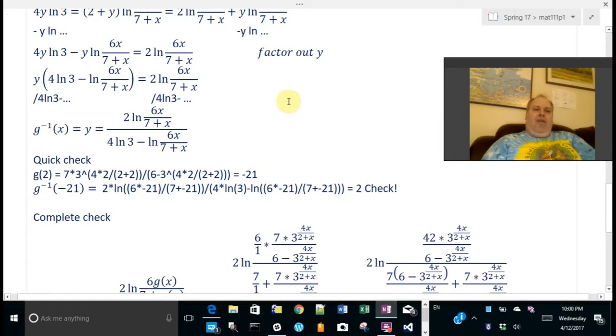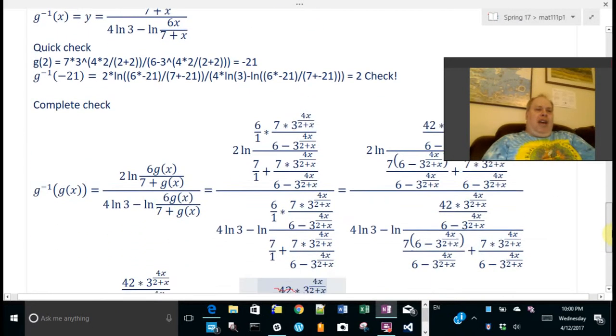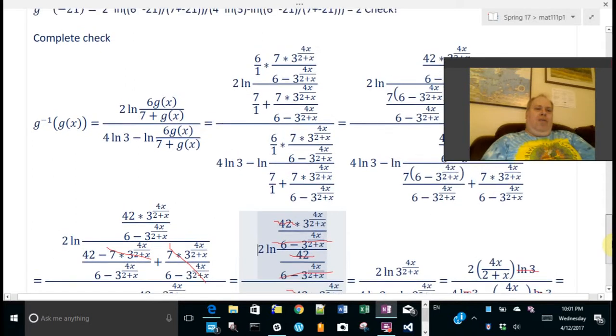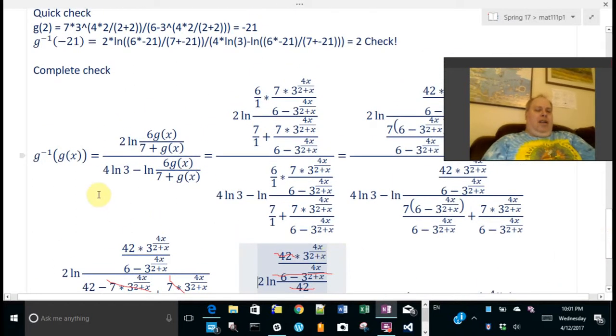Last video, we went over how to find that g-1 was this formula. We did a quick check, but that could be just a coincidence. Every once in a while, a quick check works even if the function doesn't. So what I'm going to do now generally won't work by accident. If you do the algebra right, this will either work or not work depending on whether the function is right. If it doesn't work, generally that means you've made a mistake, either in the check or in the original function. So I'm doing g-1 of g of x, and that should lead me back to x.